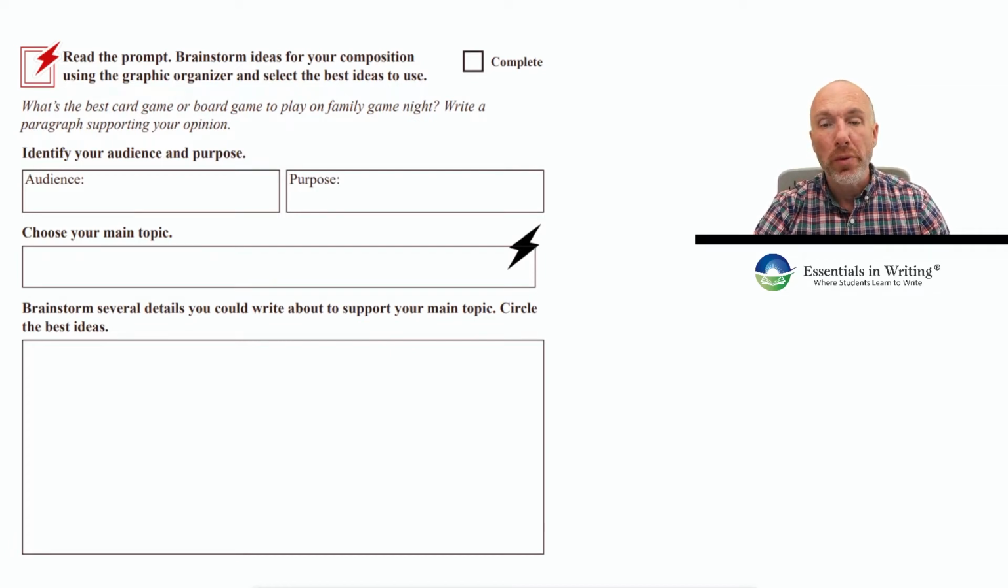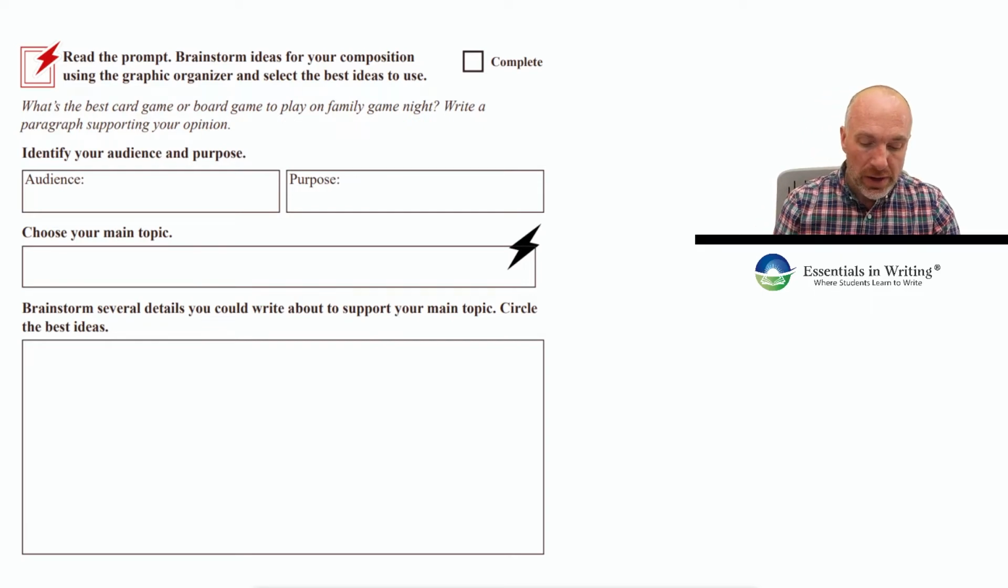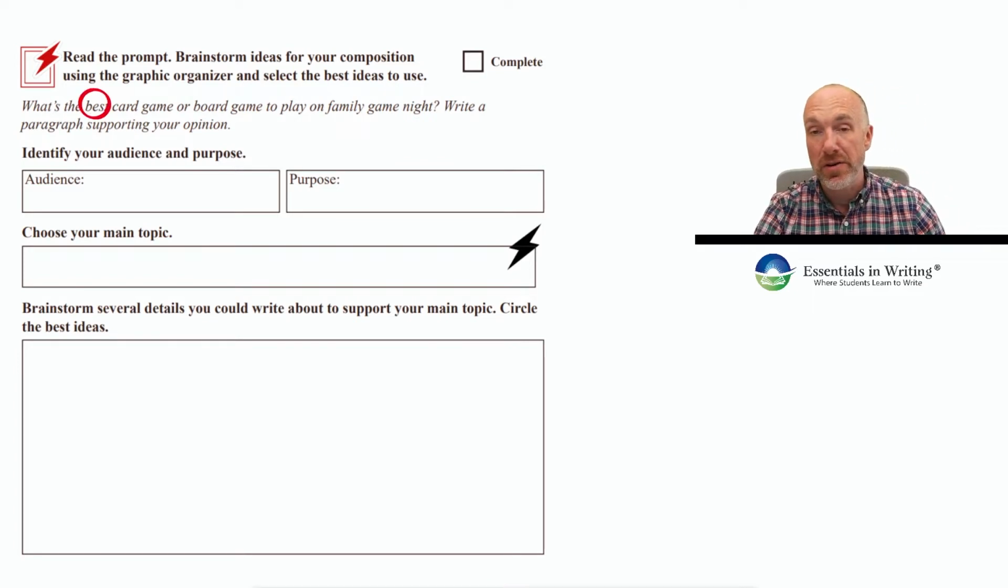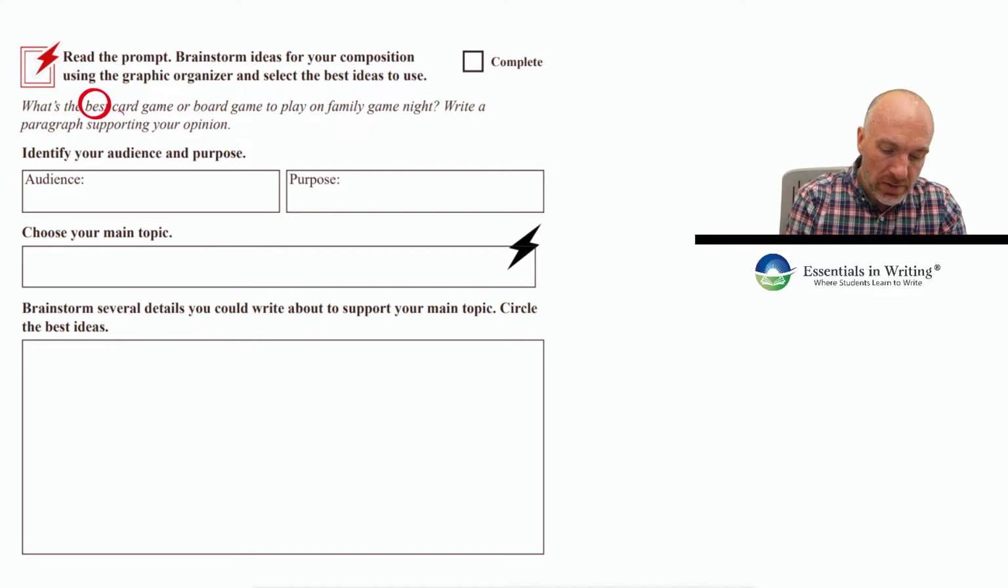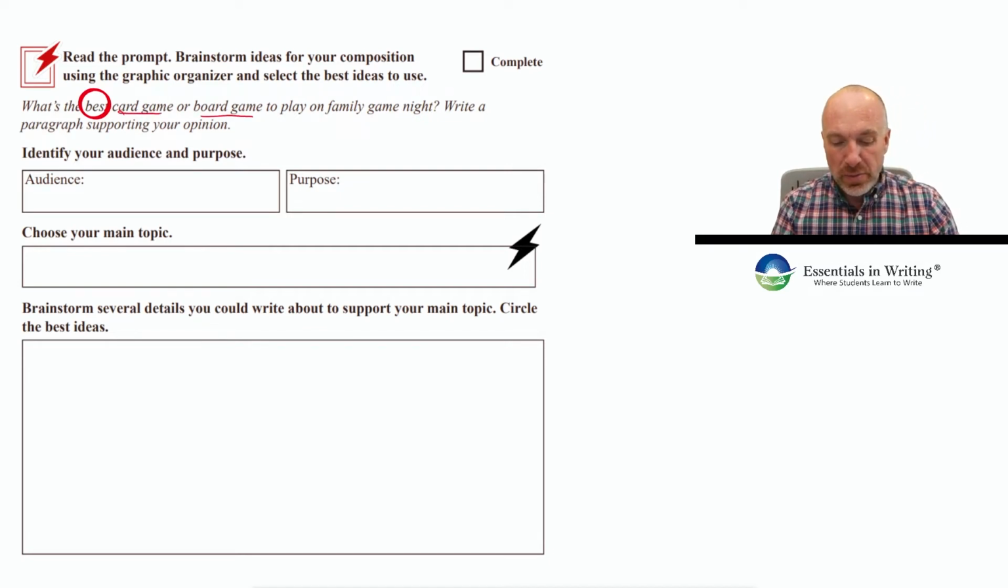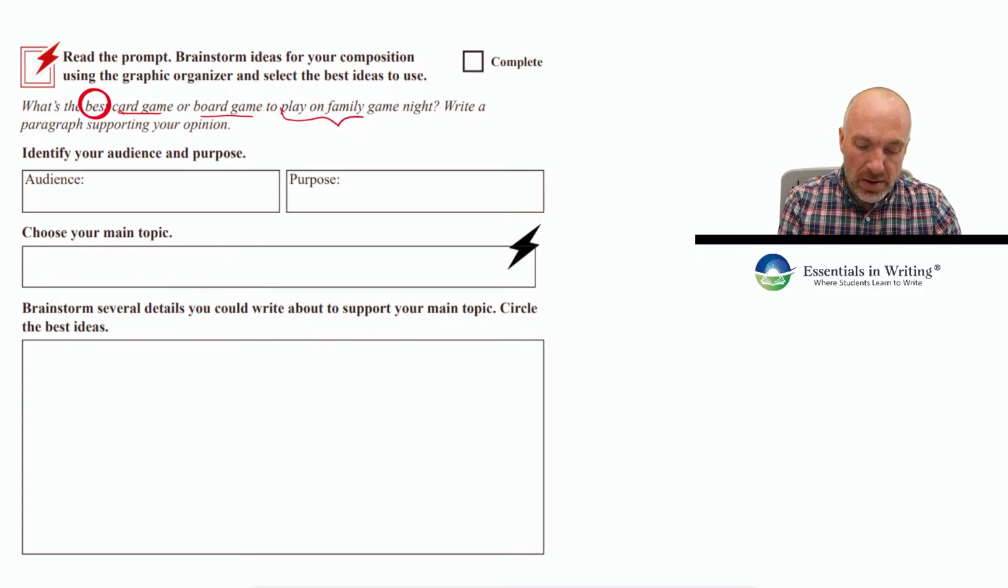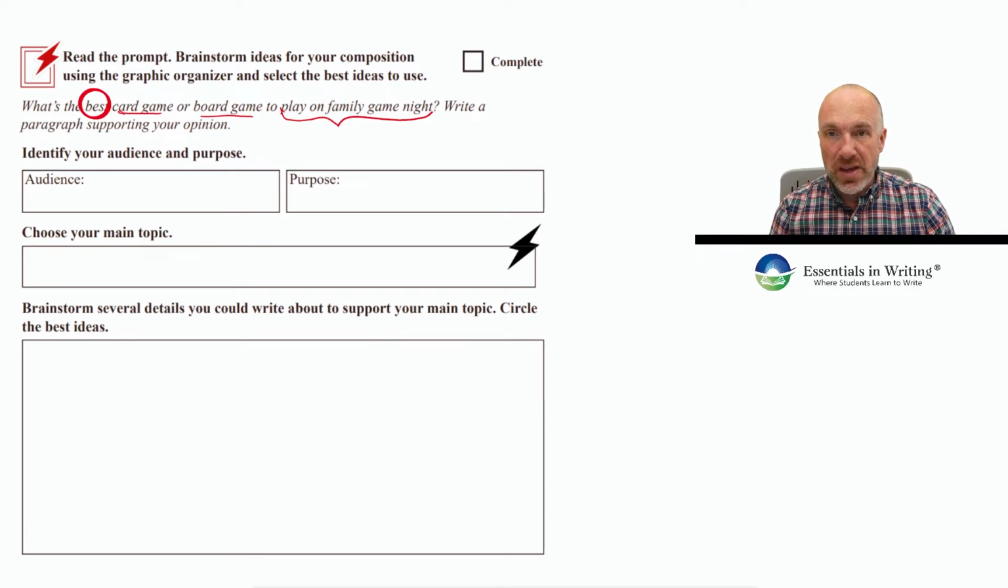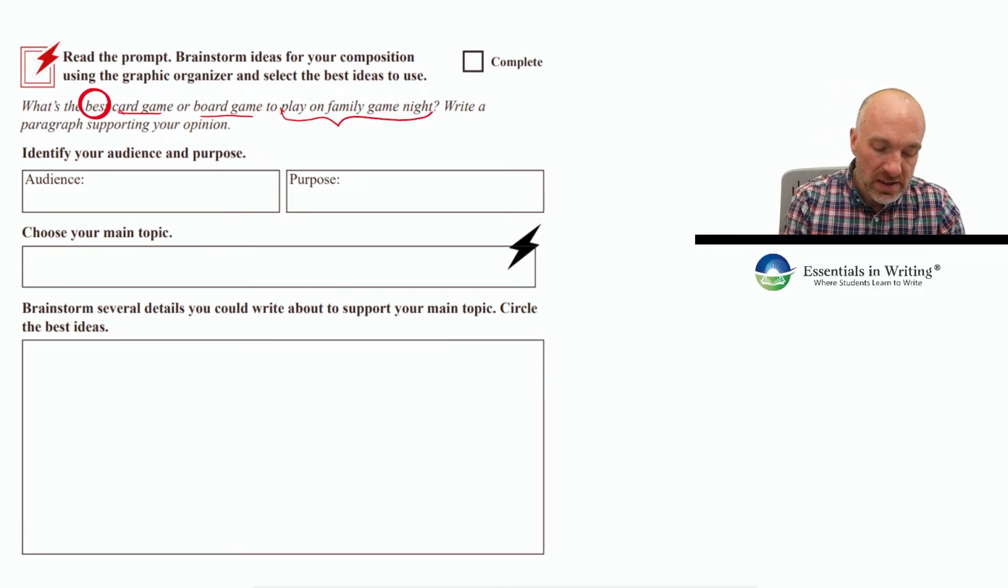Now, we already know that this assignment is persuasive, and we know that we're going to give an opinion on this, and we're going to have to support it with information that proves that it's the best. So we understand by just acknowledging that this is persuasive in nature. So I'm going up here to the prompt itself, and I'm going to circle the word best because that's very important. Best card game or board game. So I have to choose either a card game or a board game. And then to play on family game night, I want to have that in my opening sentence probably. And then write a paragraph supporting your opinion. So we need to support an opinion so we know this is persuasive.